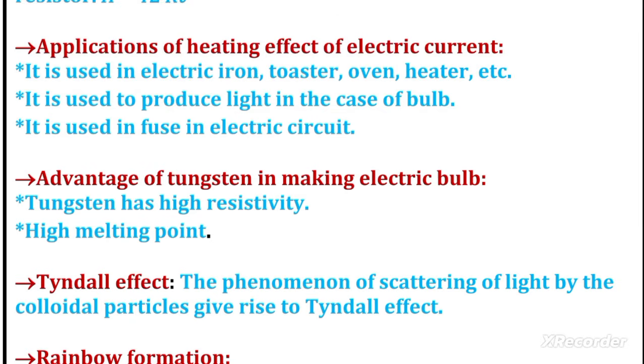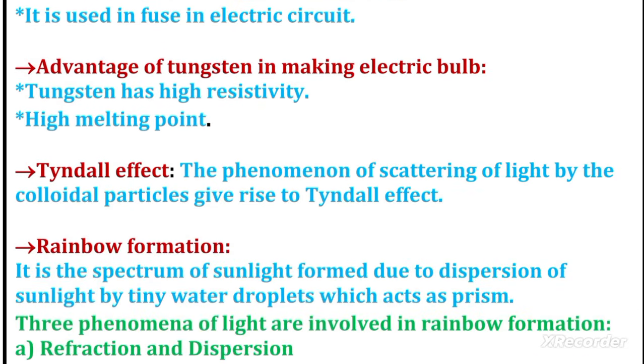Advantages of tungsten in making an electric bulb. Tungsten has high resistivity and a high melting point. Tyndall effect is also a most important question. The phenomenon of scattering of light by the colloidal particles gives rise to the Tyndall effect.